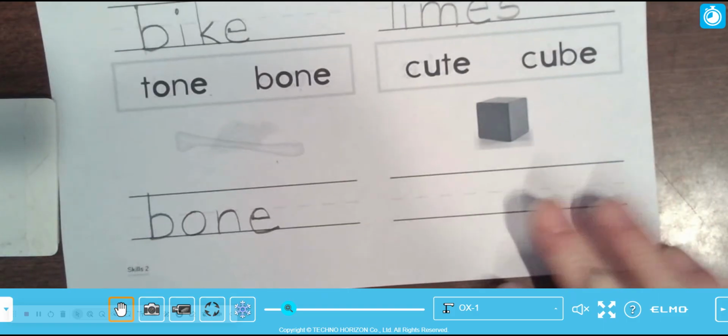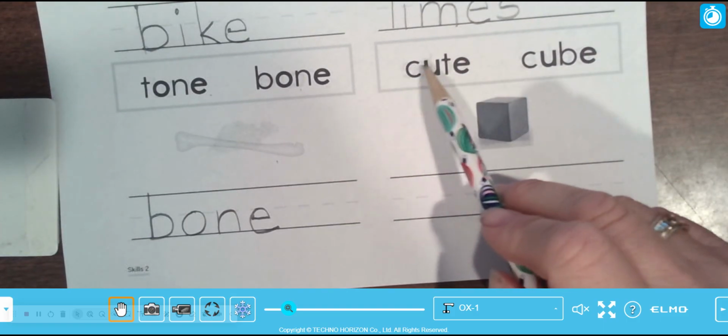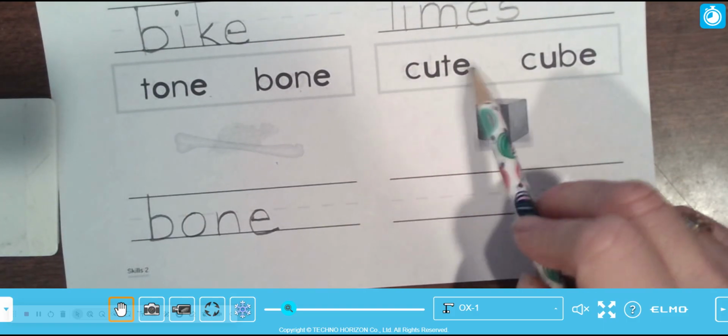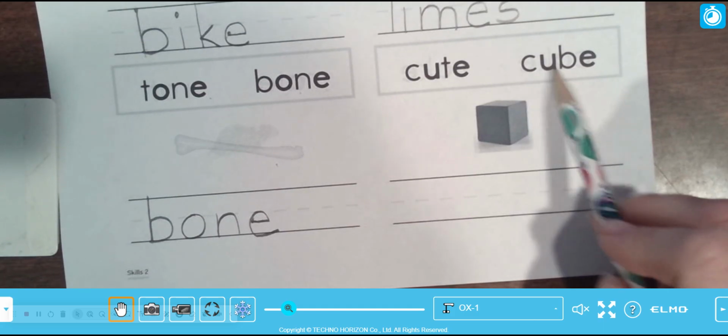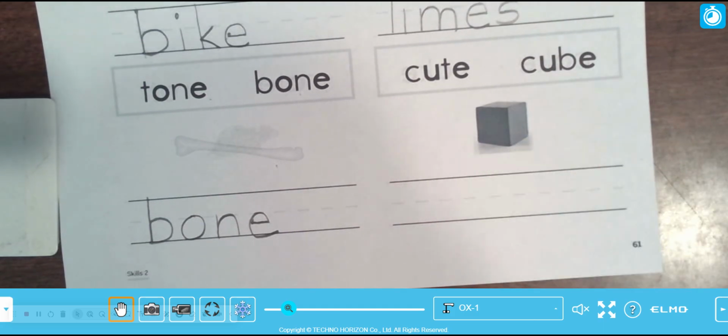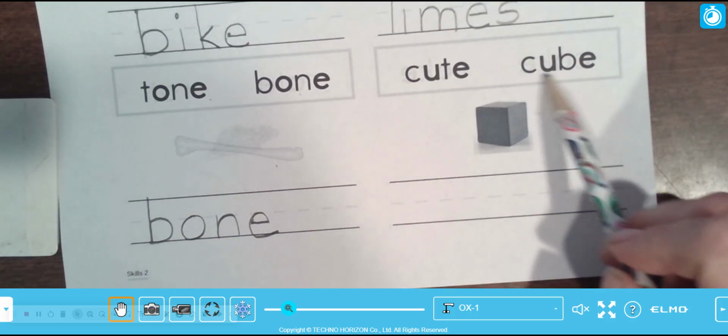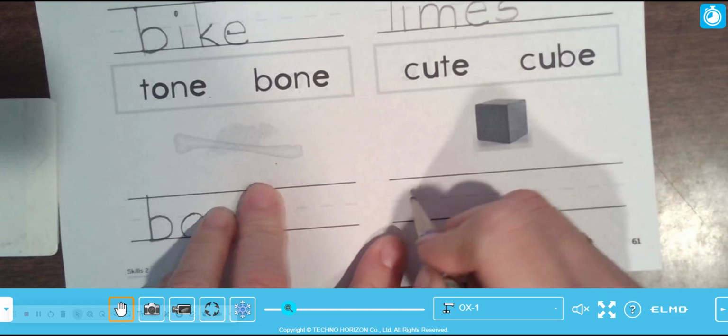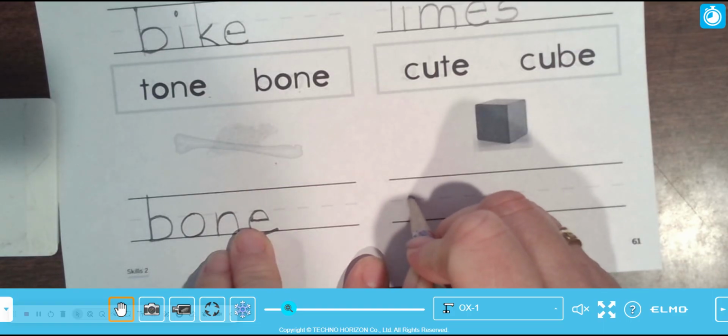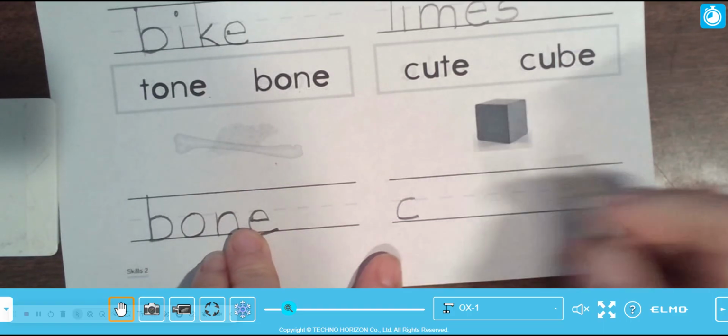Okay, last one. This picture, does it go with cute or cube? Which one? Yep, it goes with cube. So let's write down cube here. Start with the C at the dash line. Turn to the bottom and stop.